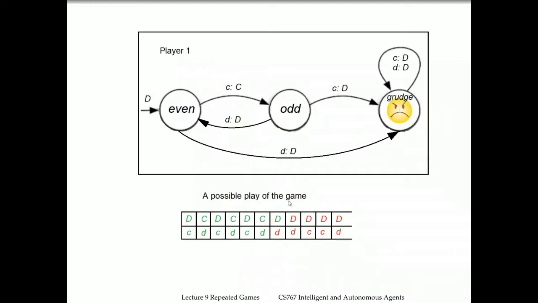So this is a possible play of the game. Suppose player 1 starts with playing D, and suppose player 2 plays C, then the first stage will be DC. Now player 1 sees that the second player plays C, so player 1 will switch to play C and arrive at this stage, and at this state.